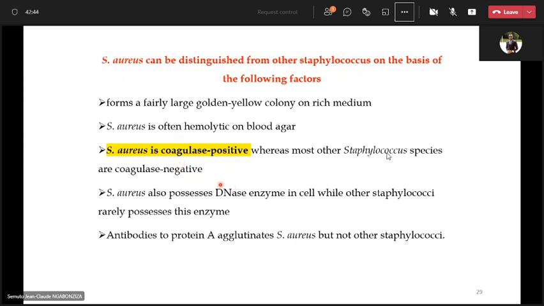It also possesses the DNase enzyme, whereas others rarely possess this enzyme, and antibody to protein A agglutinates Staph aureus, but not other Staphylococcus. So by having these criteria, you can quickly differentiate Staph aureus, which is the primary pathogen, from all these opportunistic pathogen Staphylococcus species.